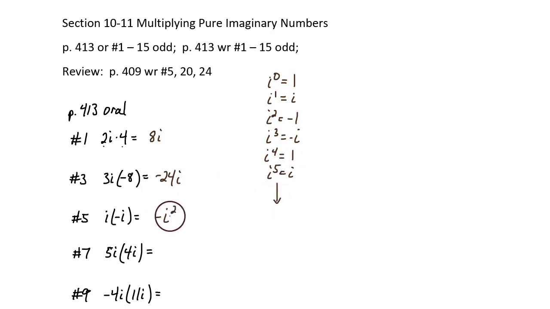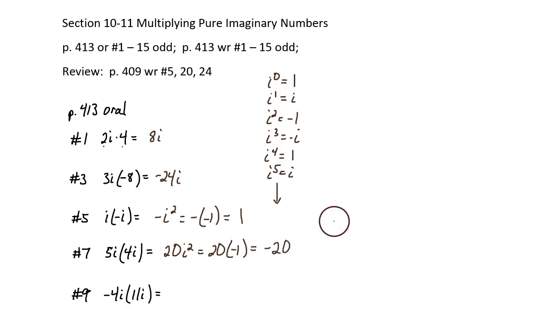So when we have negative I squared, this is equal to negative of negative 1. We're replacing I squared with negative 1. And so the final answer is 1. Number 7, 5 times 4 is 20, and I times I is I squared. But I squared is negative 1. So the final answer is negative 20.